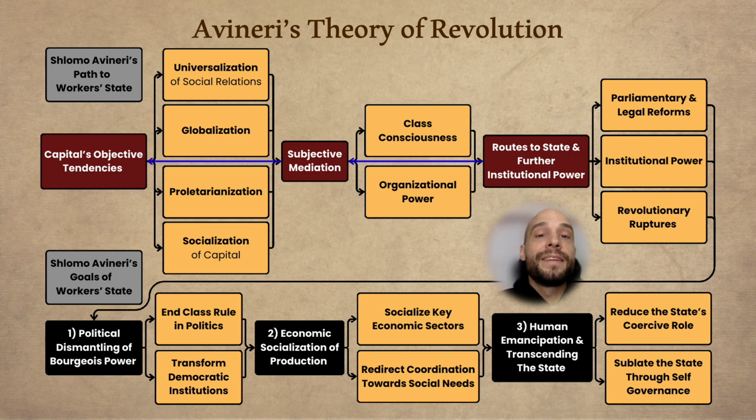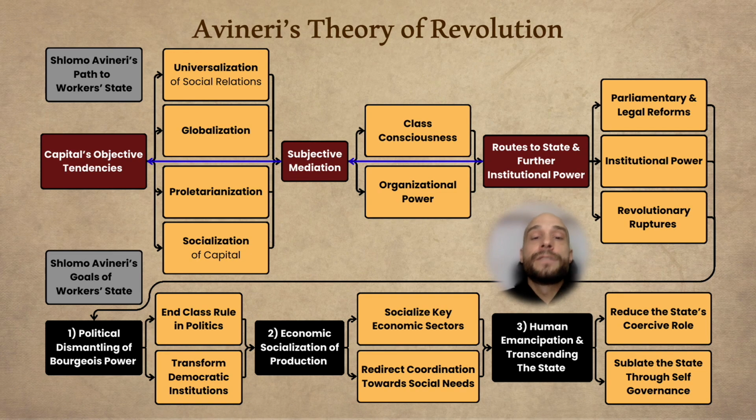We can now step back and see the full arc of Avineri's theory, from how a worker's state becomes possible to what that state is ultimately for. Avineri begins with a three-part path to a worker's state. First are the objective tendencies of capitalism. Capitalism universalizes social relations, globalizes production, proletarianizes almost everyone, and creates universal interdependence, but under private command. These material developments generate the possibility of collective control, even as they intensify exploitation and alienation, and sometimes worse.